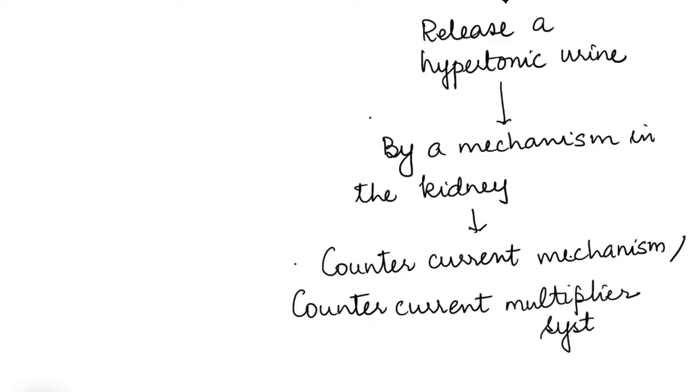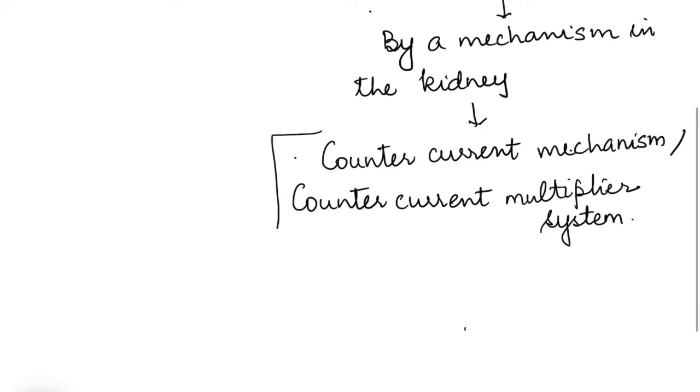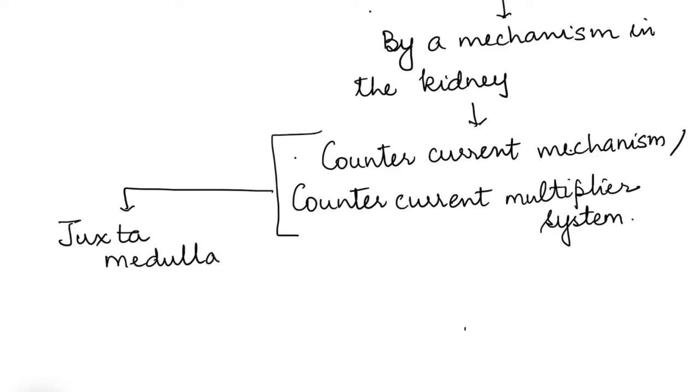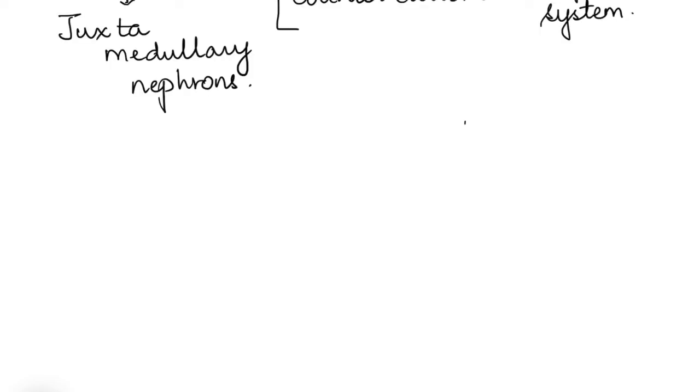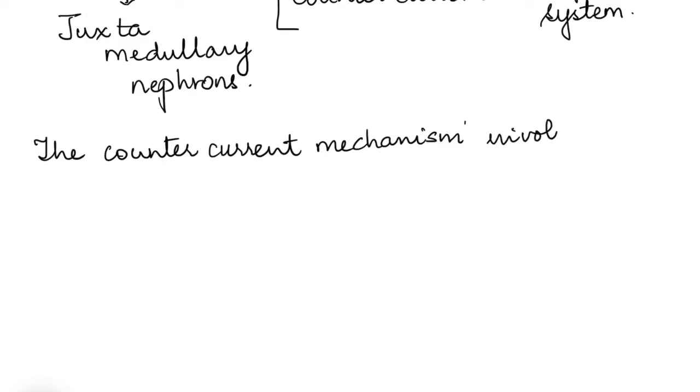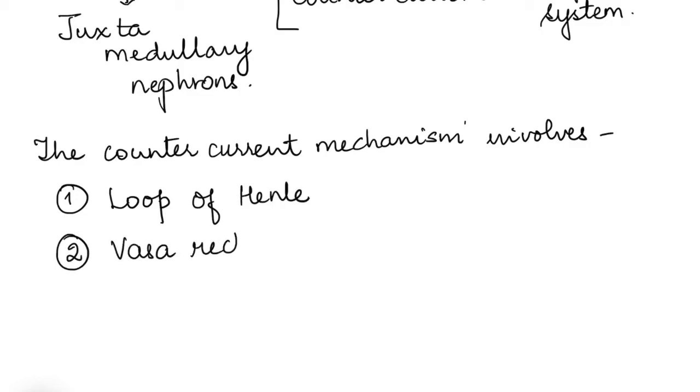This mechanism is mainly carried out by the juxtamedullary nephrons. Now we know that the juxtamedullary nephrons are the ones which have the loop of Henle extending deep into the medulla region. So this mechanism mainly involves the arrangement of two parts of the nephron, that is the loop of Henle and the vasa recta. So let us now see the arrangement of this loop of Henle and vasa recta.